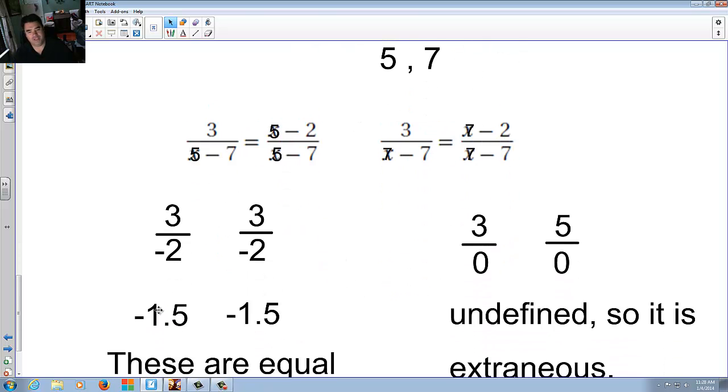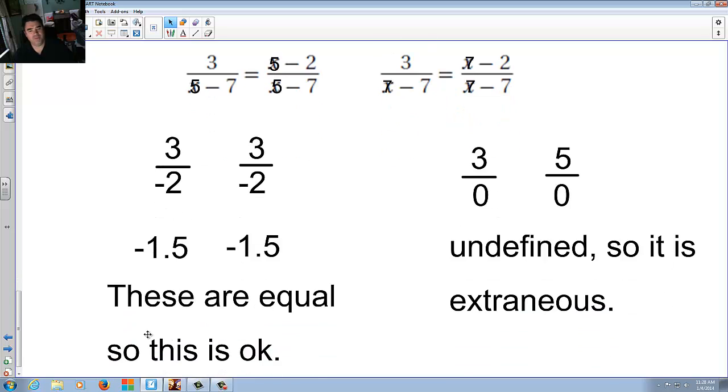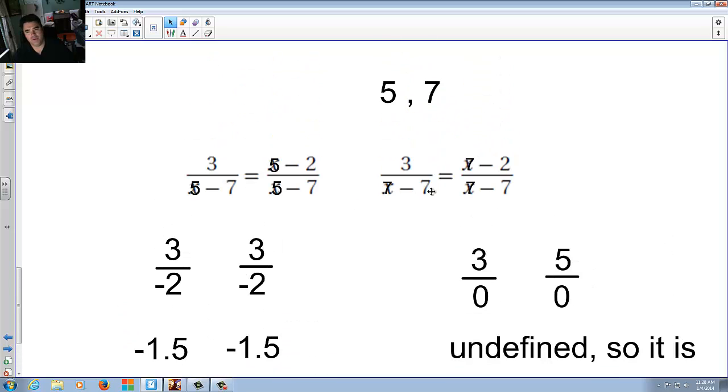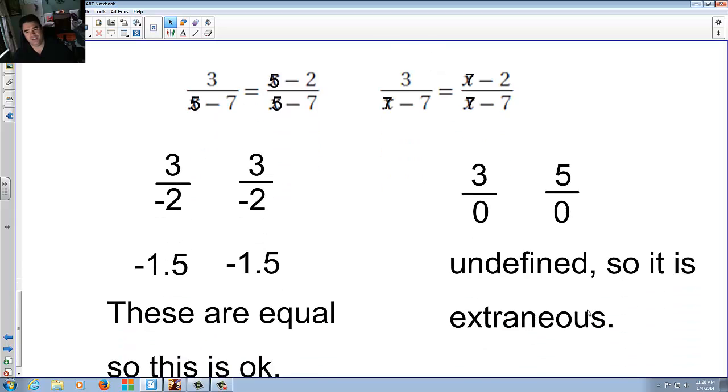5 works out. 5 makes negative 1.5, negative 1.5. These are equal, so it's okay. But over here, when you plug the 7 in, it's undefined, so it's extraneous.